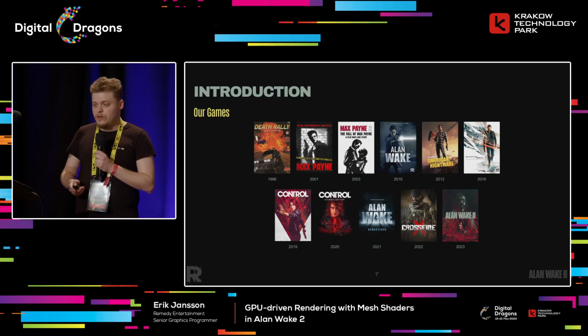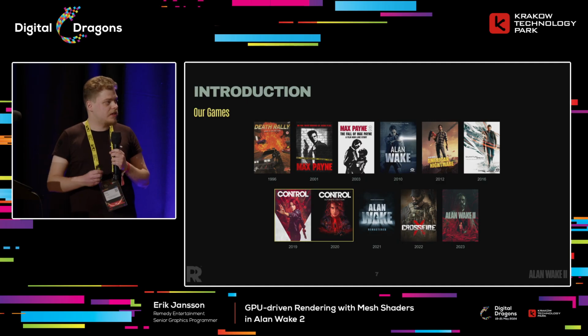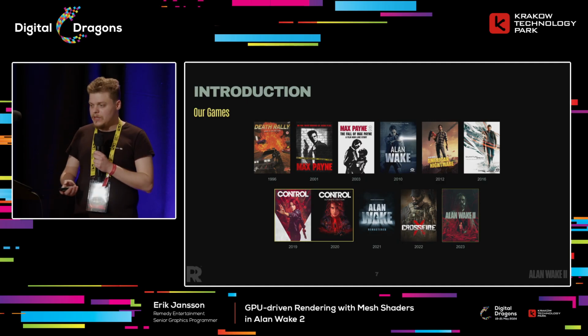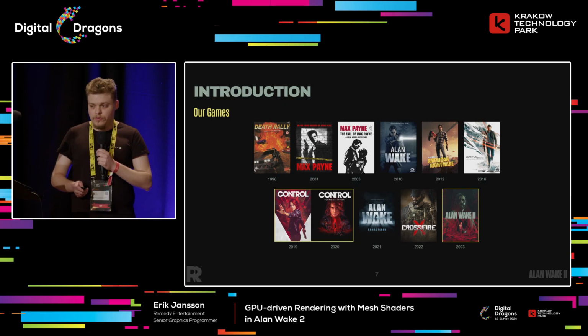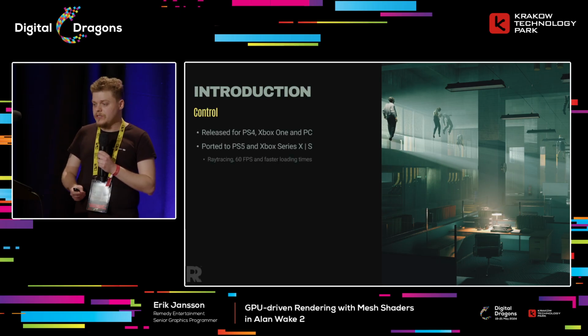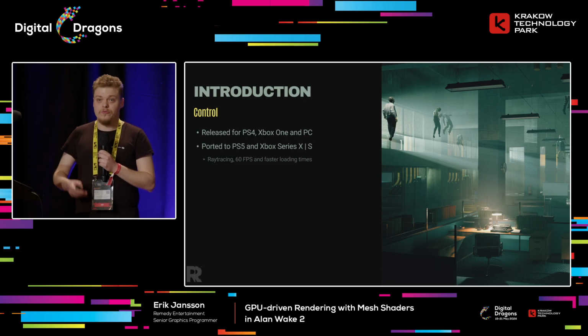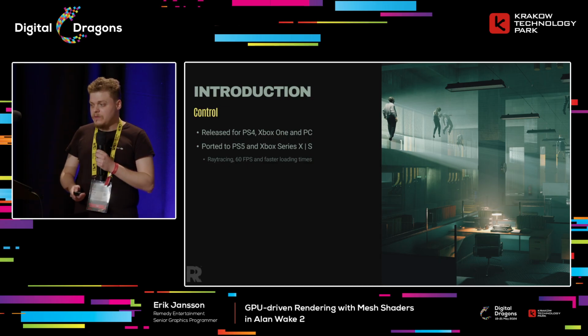For this presentation, I'll be talking a little bit about Control, because that's before the GPU-driven rendering pipeline, so we can compare it against the technology in Alan Wake 2. And then, of course, we'll be talking about Alan Wake 2. So let's start with Control. Control was released for the previous generation consoles, then ported to the current generation consoles, rather. It featured ray tracing, 60 FPS, and quite fast loading times.